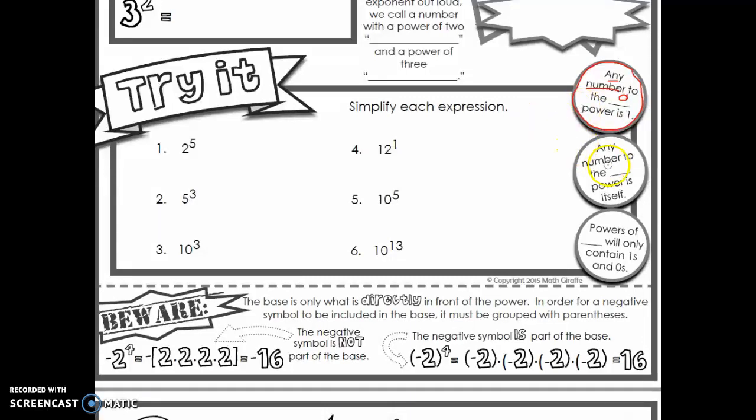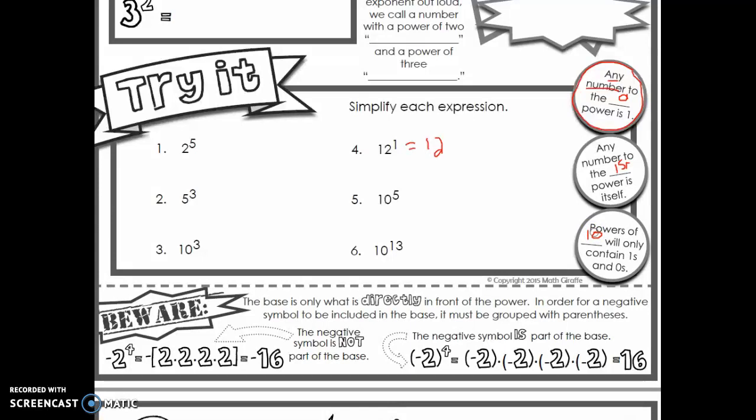Any number to the first power, and let's write it with an st so we know that's a 1. Anything to the first power is itself. Here's an example over here. Number 4, 12 to the first power is exactly that. It just means there's 1 12. So the answer is 12. Powers of what will only contain 1s and 0s? Powers of 10. Because we can multiply 10 1,000 times and all we'll still get is 1s and 0s.